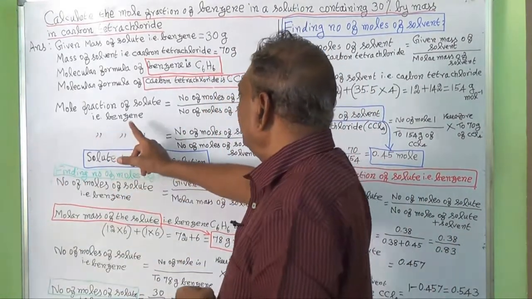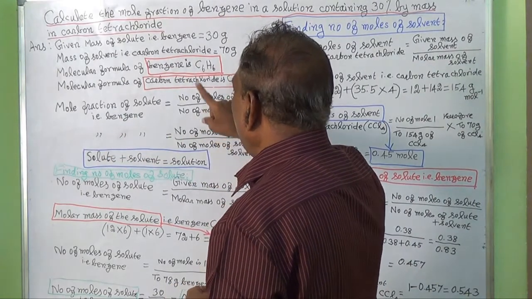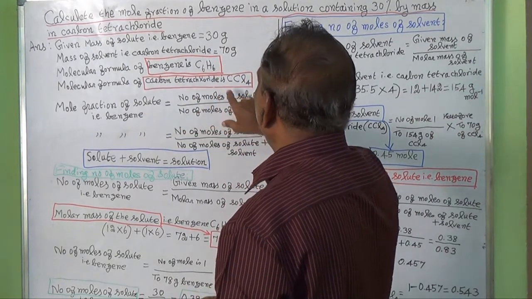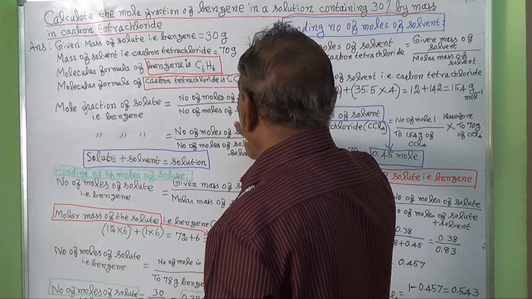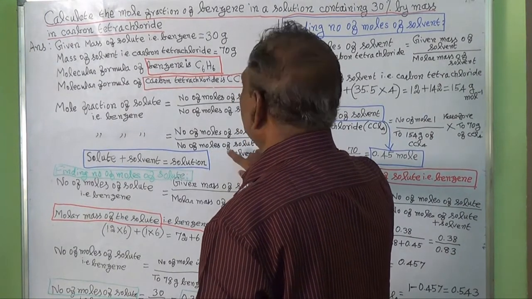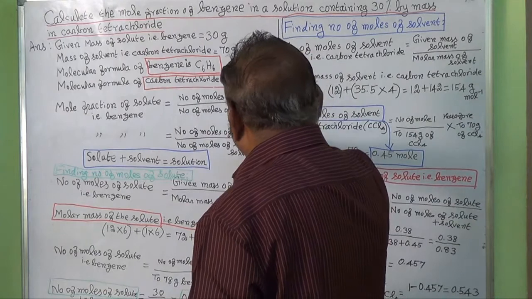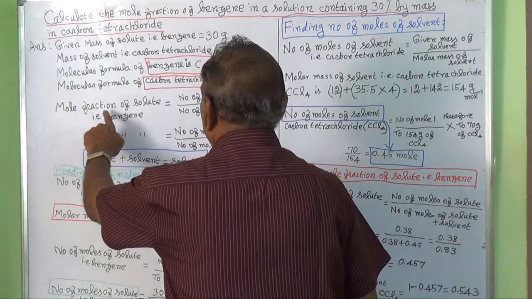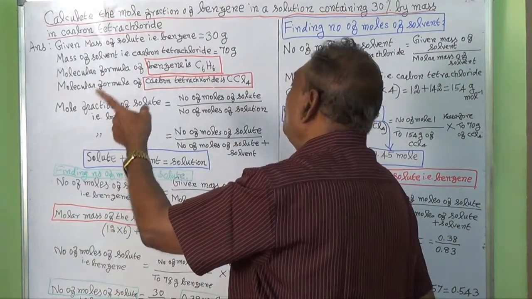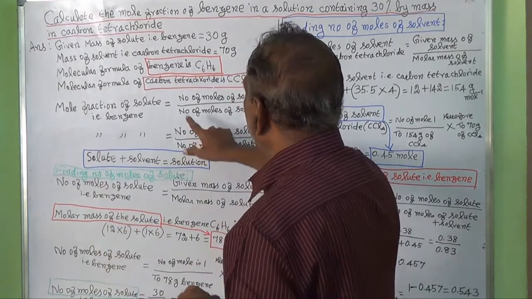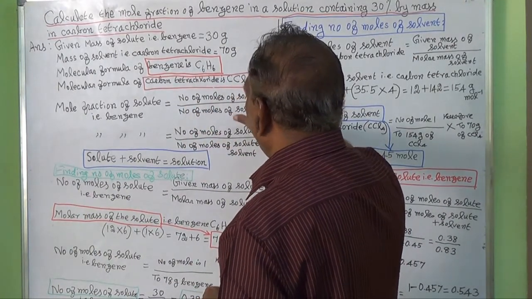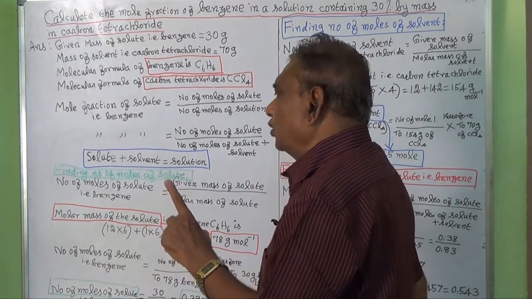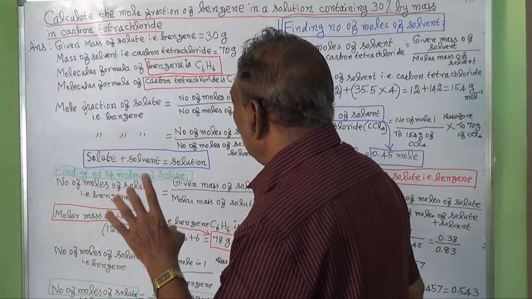In this formula there are three data. One is the mole fraction of the solute. The second is the number of moles of solute. The third is the number of moles of solvent. Of these three particulars, we have to find this mole fraction. So if we find the mole fraction, definitely we should know the number of moles of the solute and the number of moles of the solvent. As a next step, we are going to find the number of moles of the solute.